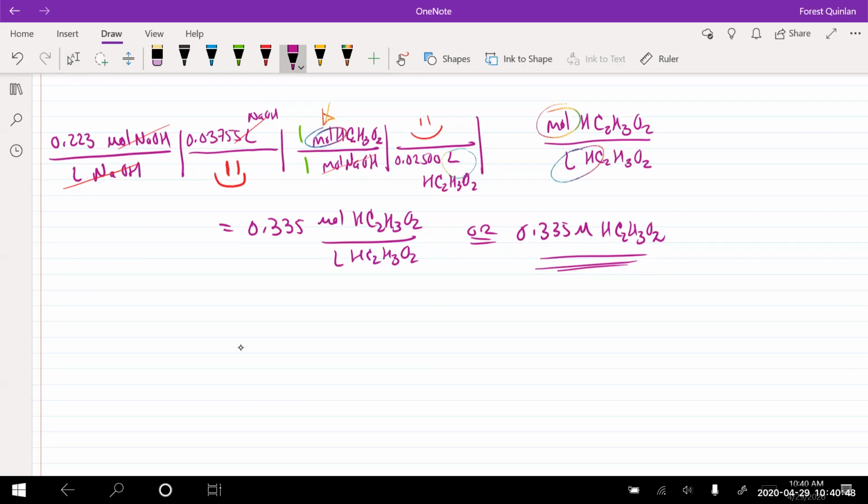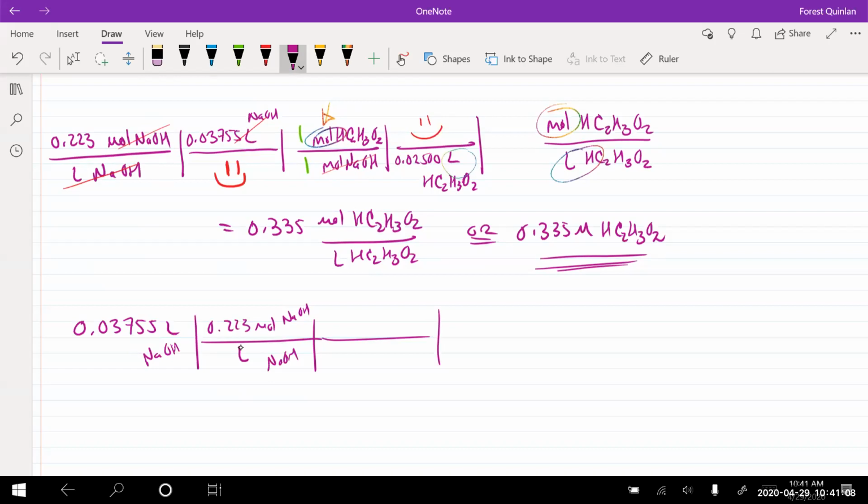No. Check it out. You could have said the 0.03755 liters. You could have said 0.223 moles per liter. And let me just be careful here. NaOH, NaOH, NaOH. And then I'll do it just like Chuck likes to do in the book. 1 mole of NaOH, 1 mole of the acetic acid, and I'm going to use my own abbreviation there because I don't want to write it out. And then he'll make a calculation. I have no idea what that is. Let me just calculate it real quick.